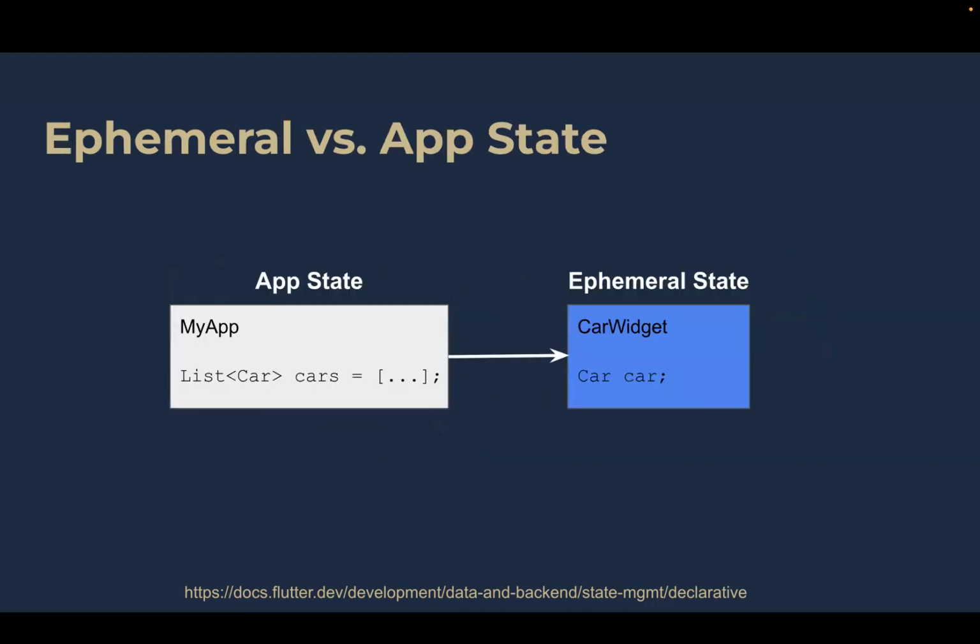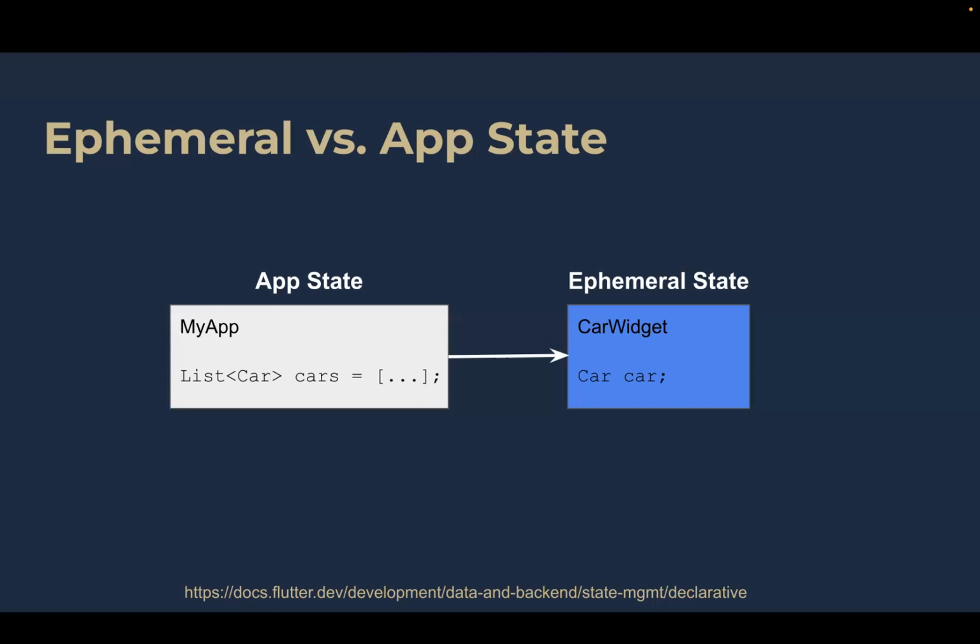They also talk about ephemeral versus app state. So app state would just basically be a global variable that you would share across the entire app. So if I'm making like a car catalog, then the list of cars that are browsable might be in the app state. But then within the car widget, you could just have a single car that it would have access to.